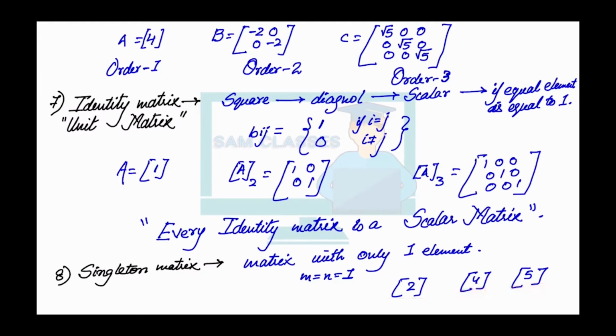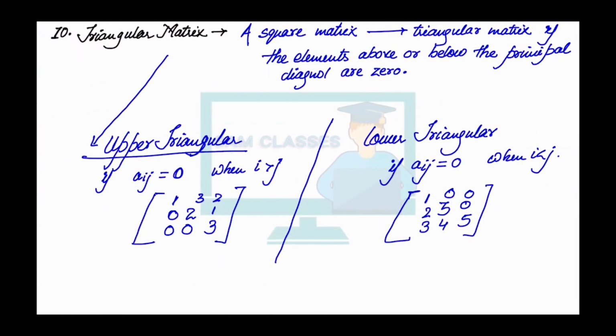Now the singleton matrix has only a single element, nothing more than that. Row and column will be equal to 1 and it has only one element. Next, coming to the triangular matrix. A square matrix is said to be triangular if the elements above the diagonal are 0 or the elements below are 0. Simple. See here, we can see that the ones below are all 0, so it is the upper triangular. Now here we can see that the ones above are all 0, so it is what?